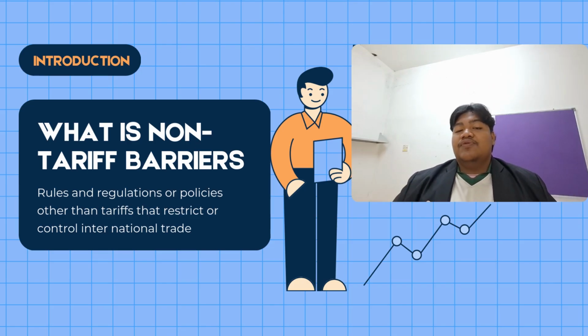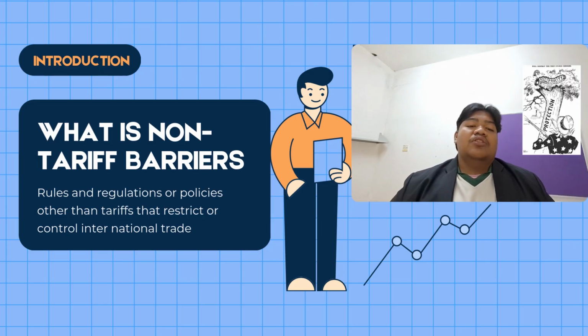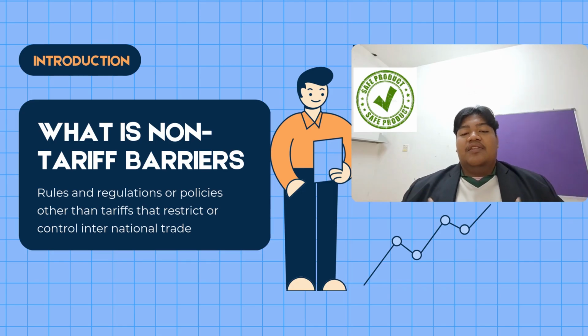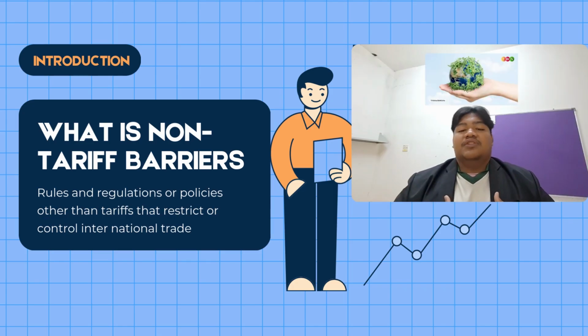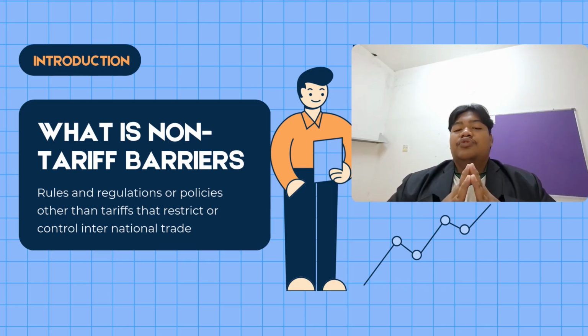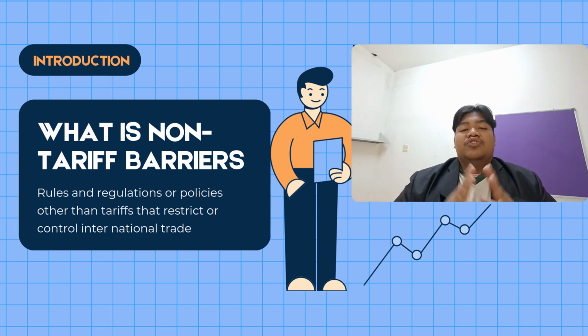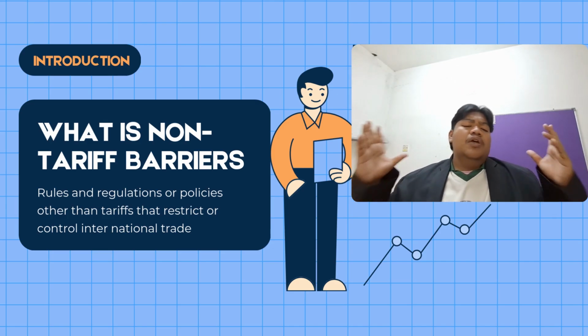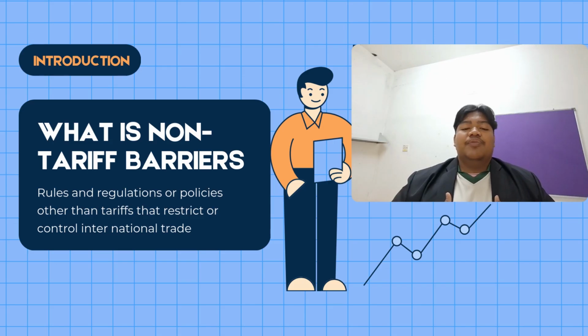Non-tariff barriers exist for several important reasons. Governments use them to protect local industries, ensure product safety, and maintain health and environmental standards. For example, imported food products may be required to meet certain safety or quality requirements before they can be sold in a country. There are many forms of non-tariff barriers.